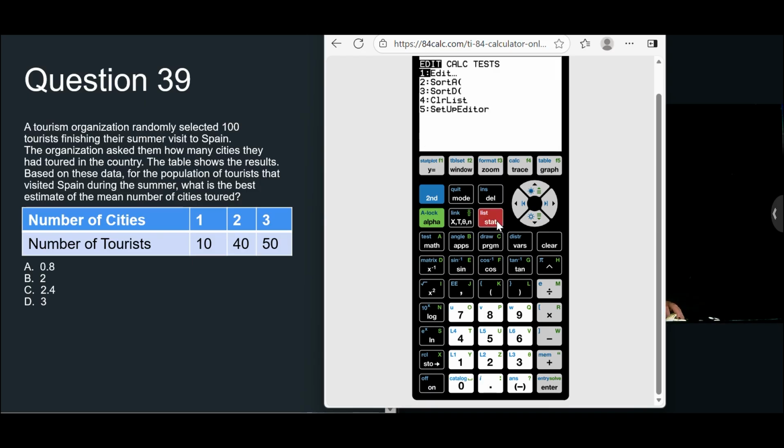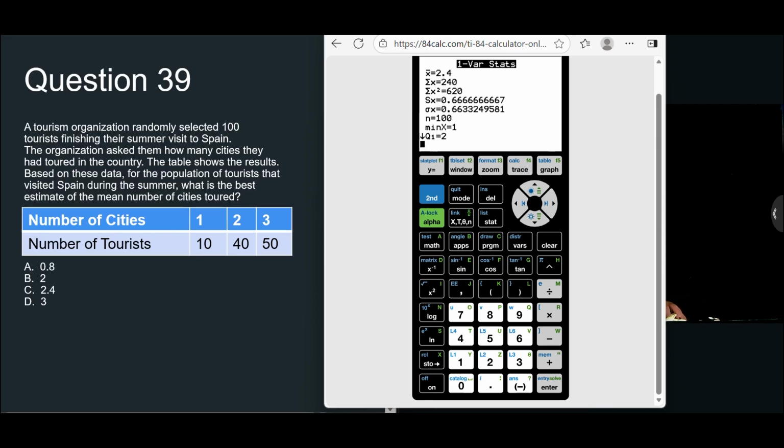Now remember, I went to stat, I edited my L2 list, then I went back to stat and over to calculate to get that one variable statistic. I have my list 1, and the frequency list, meaning how many times that list 1 number happened, is my list 2. We found list 2 in blue over the number 2 button. And then I went down to calculate, and it gave me all the information that we can possibly have on this data set. And we have that 2.4 is our mean.